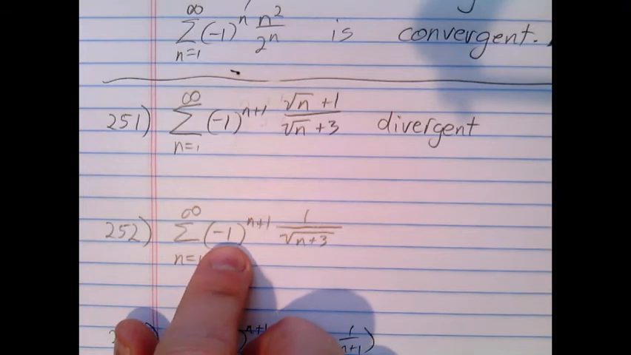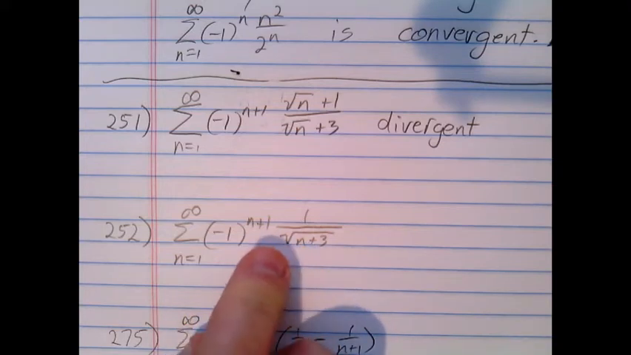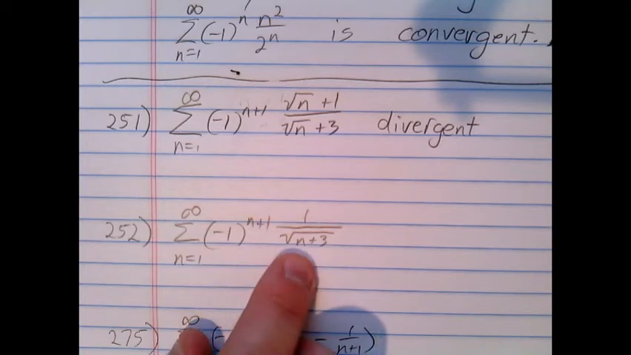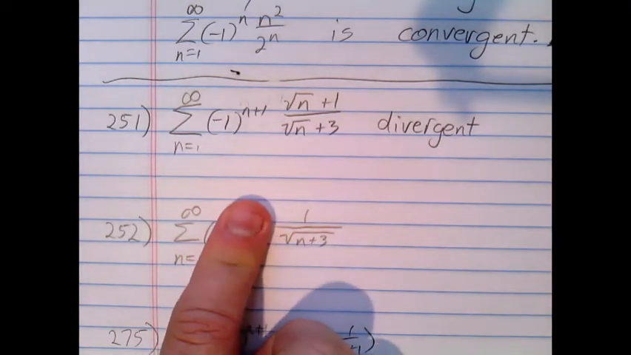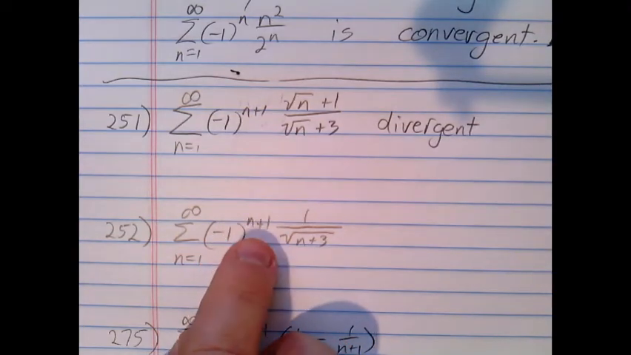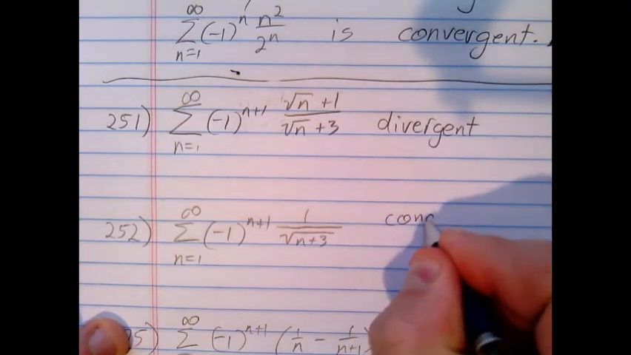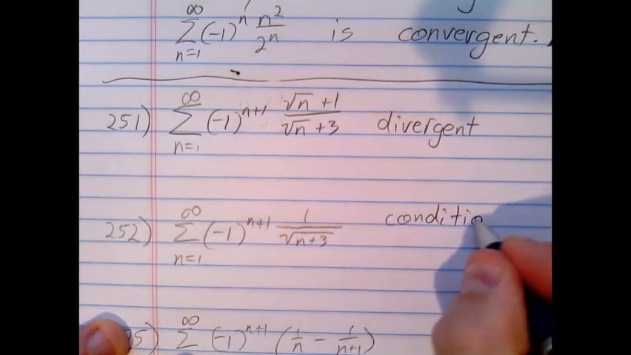Since it's alternating, all I really have to think about is, do the absolute values decrease and go to 0? Well, they do decrease and go to 0. So as an alternating series, it is convergent. But without that alternating part, it's not convergent. It's similar to a divergent p-series. So it's convergent, but it's not absolutely convergent. This is conditionally convergent.